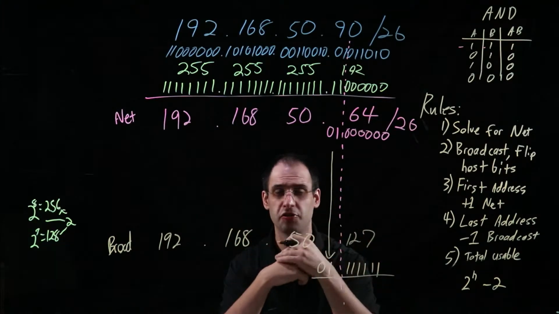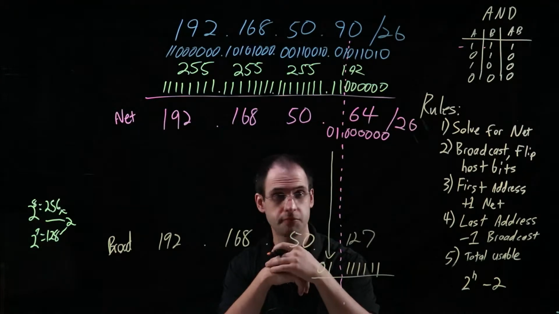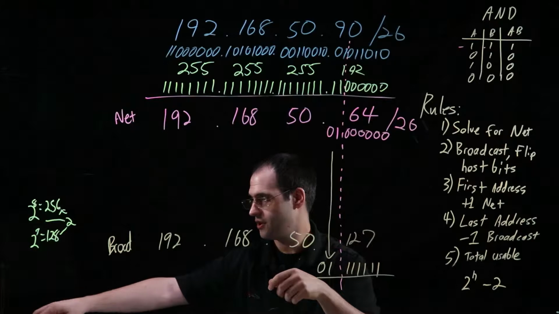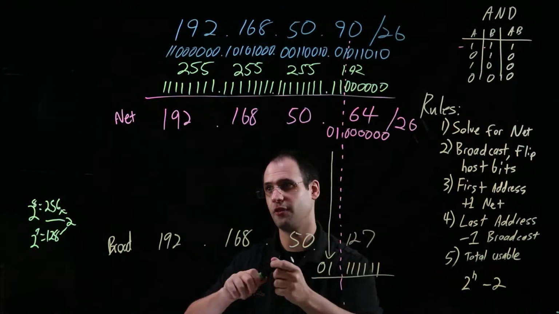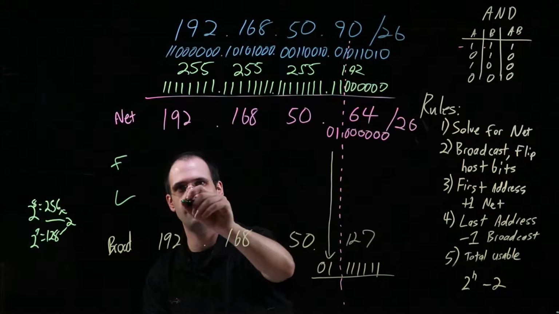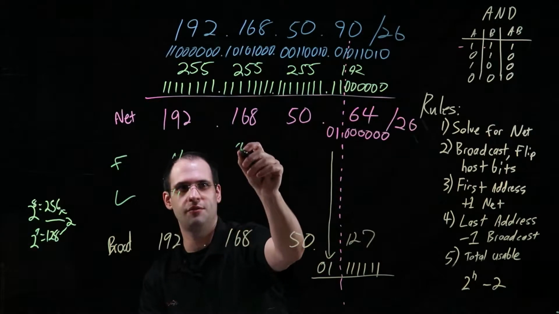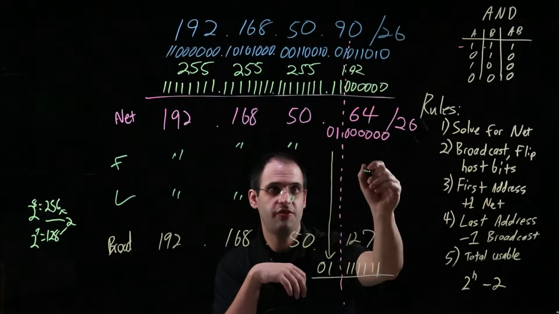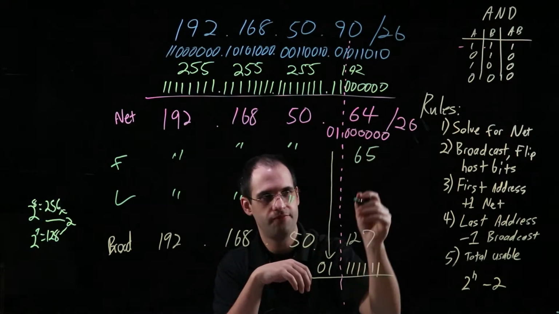So our range starts at 64 and goes to 127. Based on this value, it's pretty easy for us to find the first and the last. Once again, plus 1, minus 1. That's the same, that's the same, that's the same. Plus 1 from 64, you guessed it, 65.